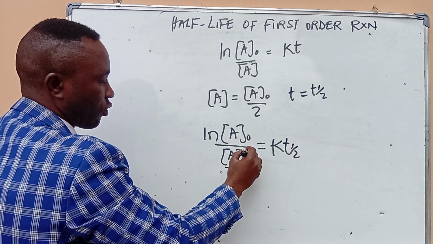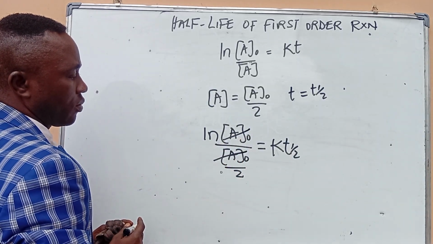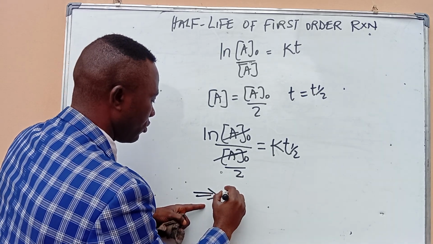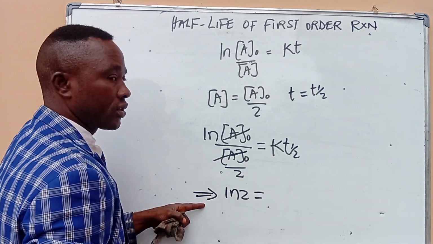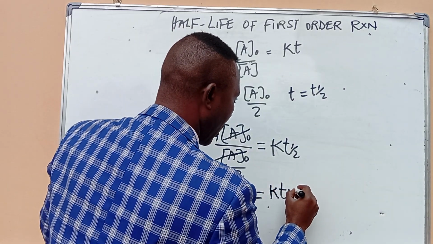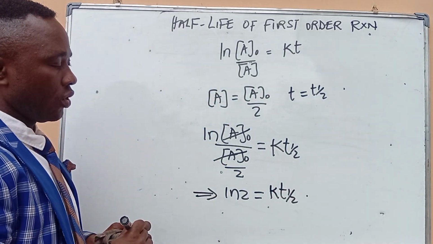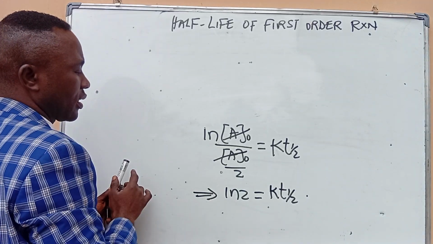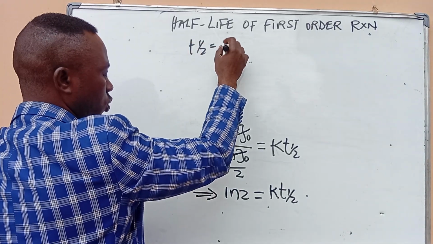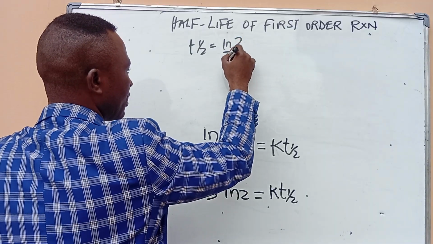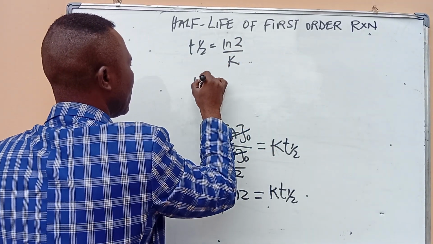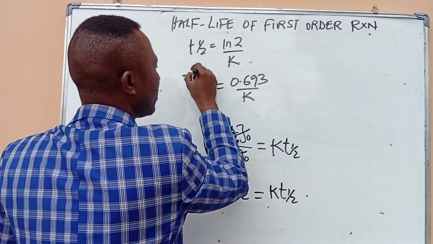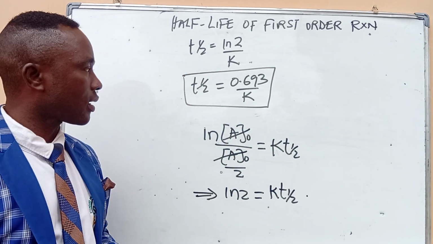So when we see this, you see that A0 can cancel A0. When A0 cancels A0, remember 2 comes up. So that we'll be having ln 2 equal to k t1/2. So if we make t1/2, the half-life, the subject of the formula, what we'll be getting is that t1/2 will be equal to ln 2 over k. ln 2 is the same thing as 0.693. So this is half-life for first order reaction.